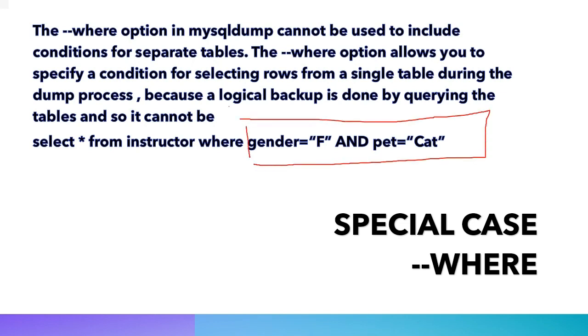This is because the logical backups are done by querying the tables. So you can't do this. You can't select star from instructors where the gender is equal, but then the pets. Pets here is not a column inside instructors, so this clearly makes no sense. So ensure that in your where clause you're only mentioning columns from one table.